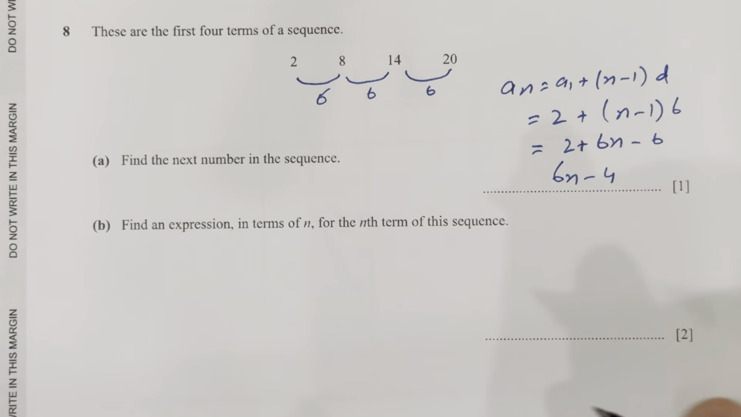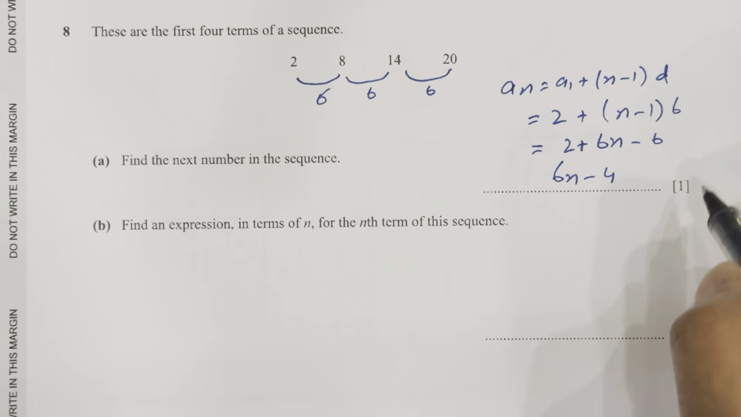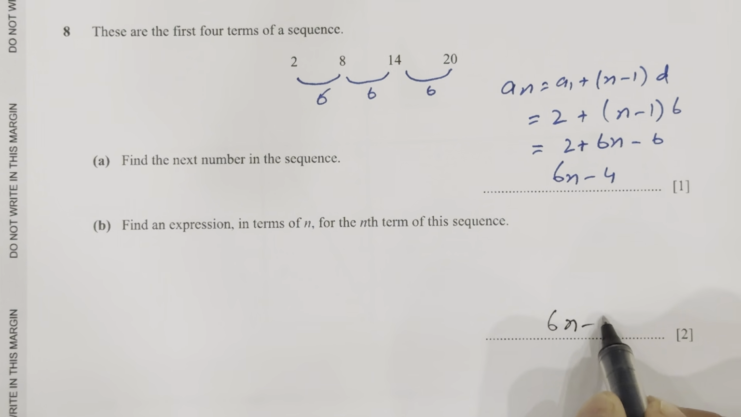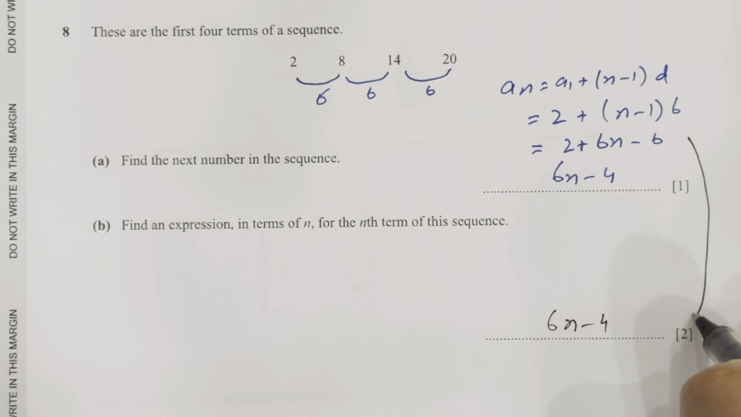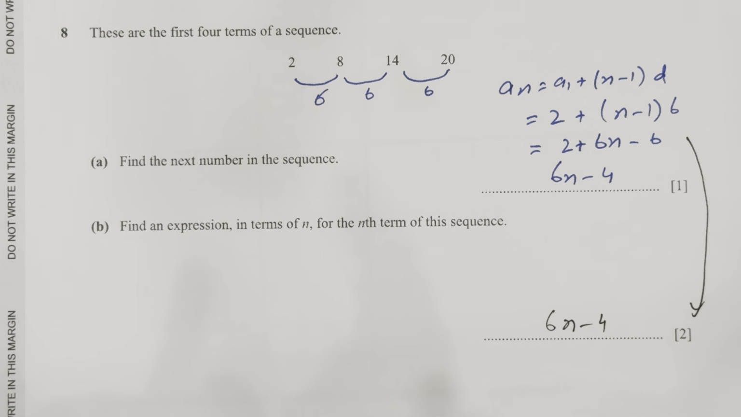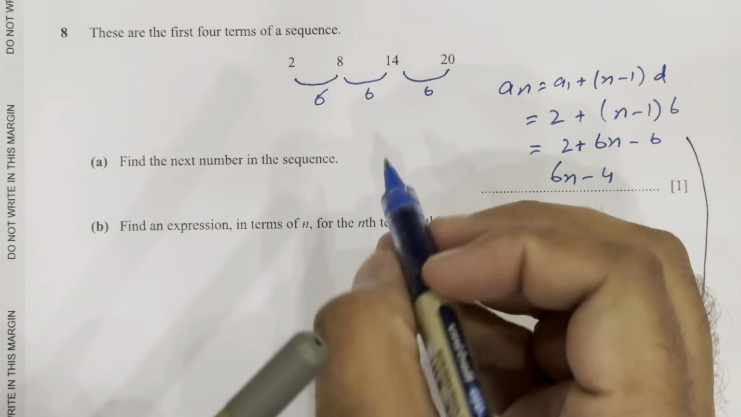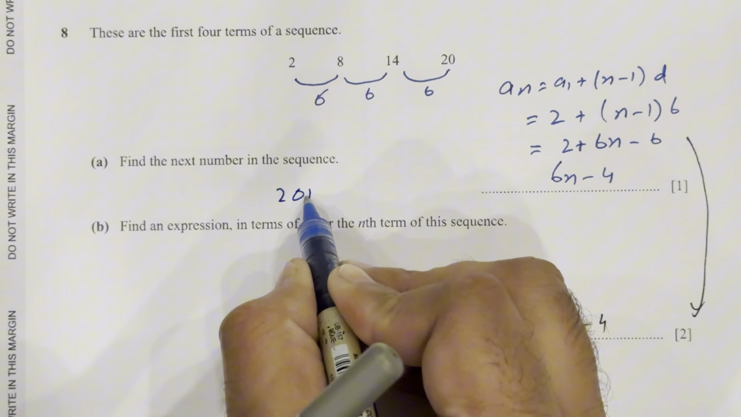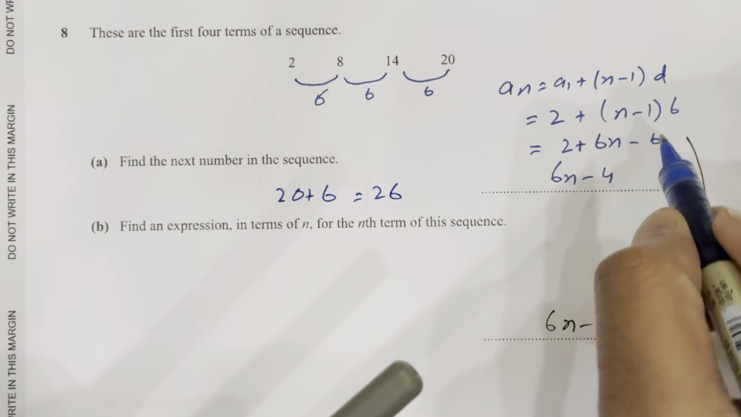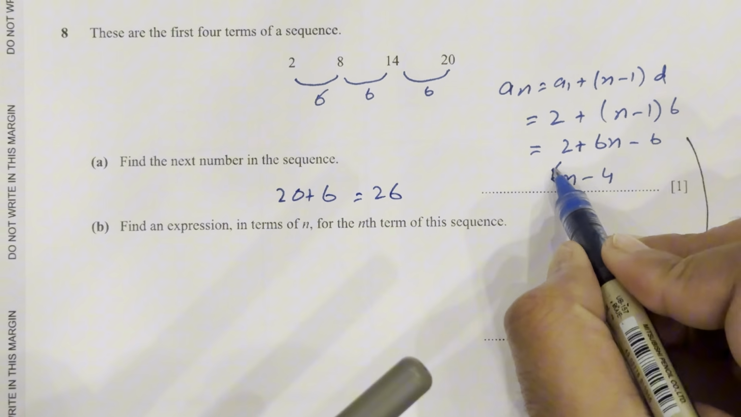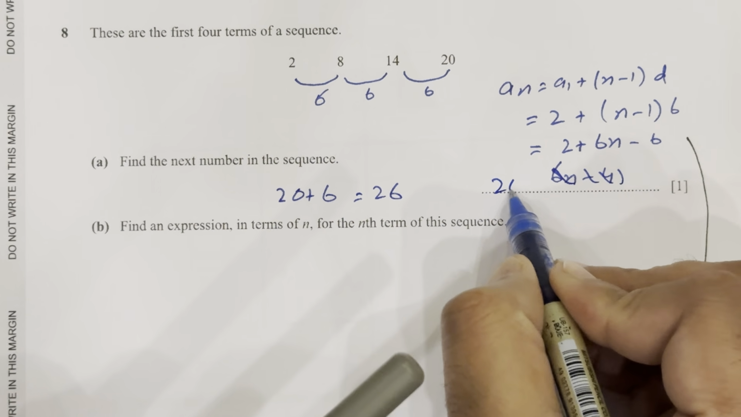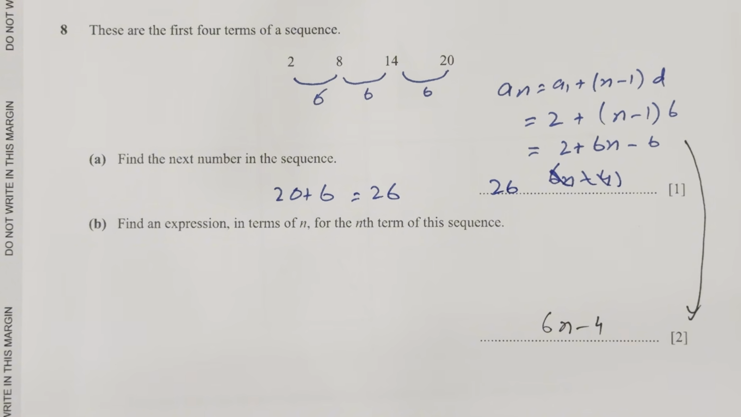Okay, this was for the B part I have calculated, so our answer is 6n minus 4 for the B part. For the next number in the sequence, we simply add 20 plus 6, that is equal to 26. So we're going to write that 26. So this was for the first part and this was for the second part.